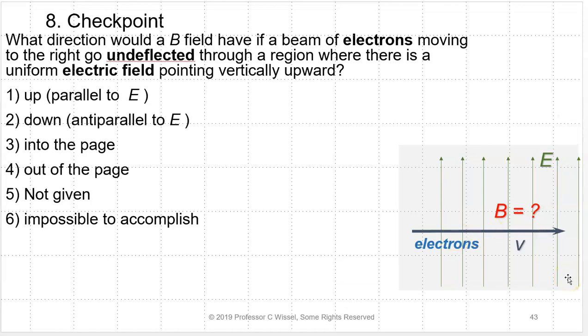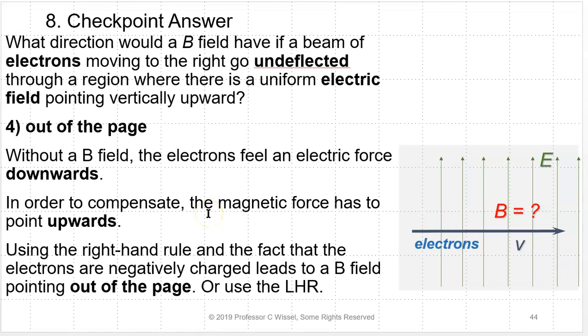Now you have to figure out what kind of magnetic field you need to make sure the electrons don't go down. So in other words, you need a force directed upward. It turns out it's going to be out of the page. Without a magnetic field, the electrons are going to feel an electric force downward. In order to compensate, the magnetic force has to point upward.